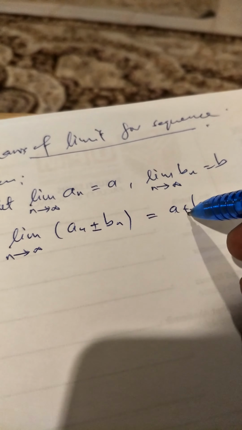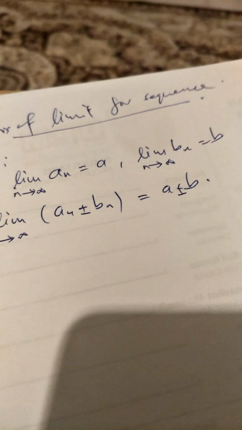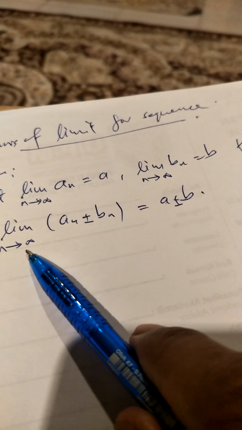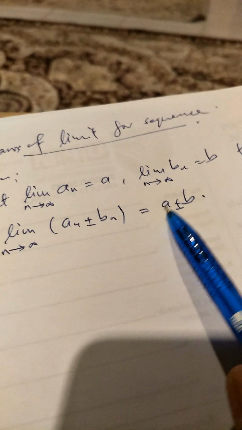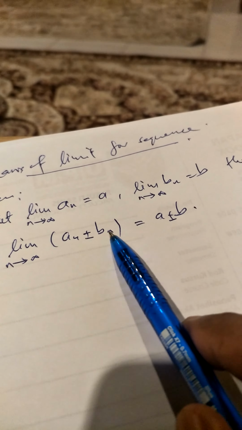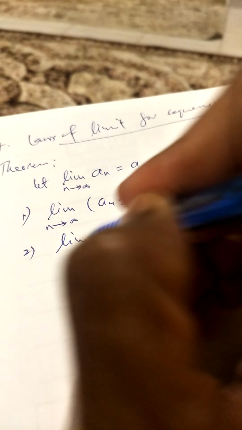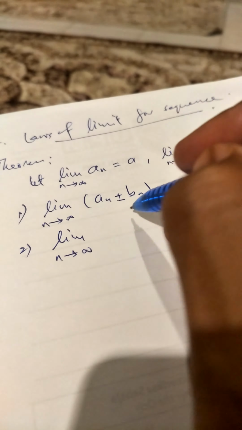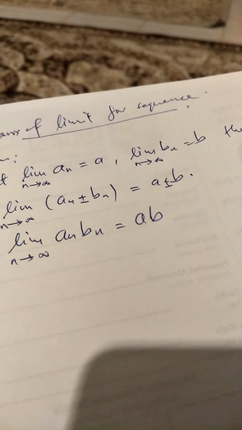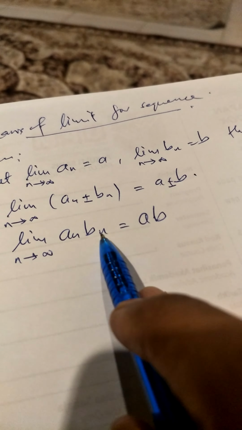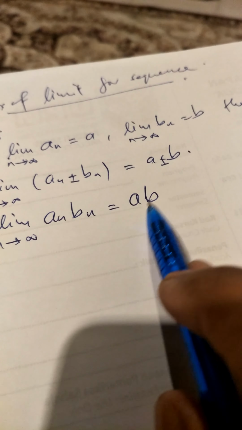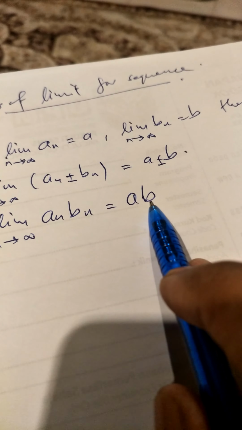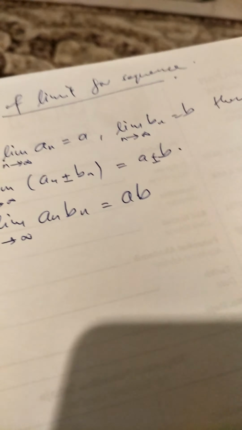In fact, plus minus. Plus minus means the limit as n goes to infinity of an plus bn is equal to a plus b, and for an minus bn, this is equal to a minus b. And number 2, we have the limit as n goes to infinity of an bn, this is equal to a b. When we multiply two sequences, it is the same as we multiply the limit of both sequences, right?